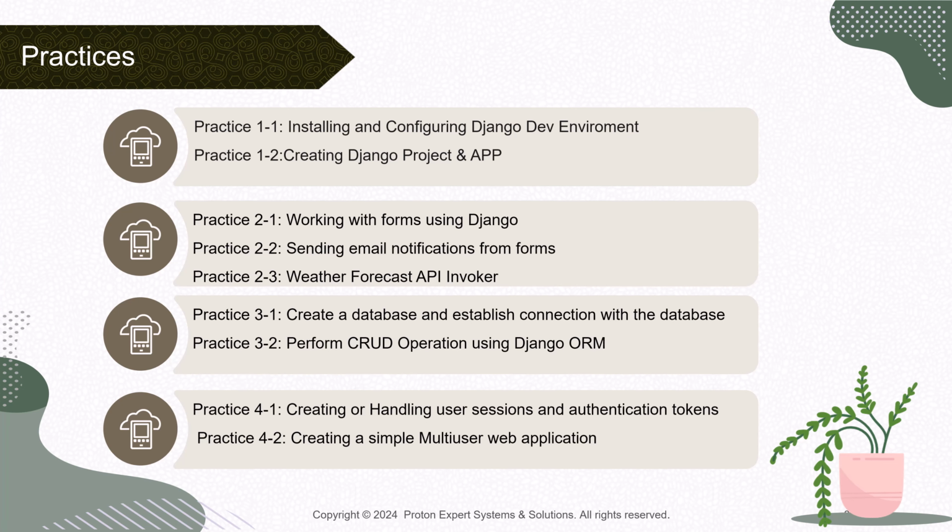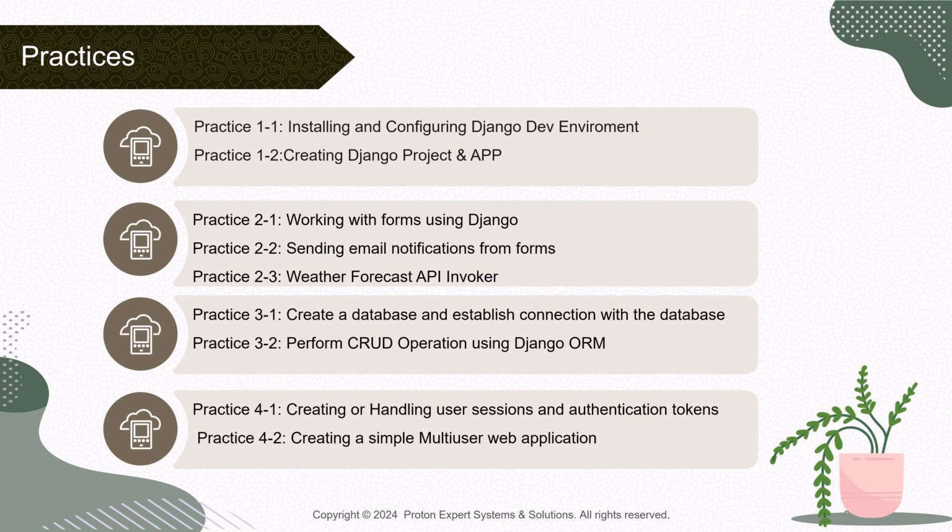So, these are the practice lessons of this course. Practice 1-1, Installing and configuring Django development environment. Practice 1-2, Creating Django project and app. Practice 2-1, Working with forms using Django. Practice 2-2, Sending email notifications from forms.